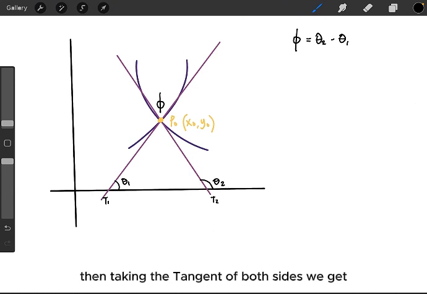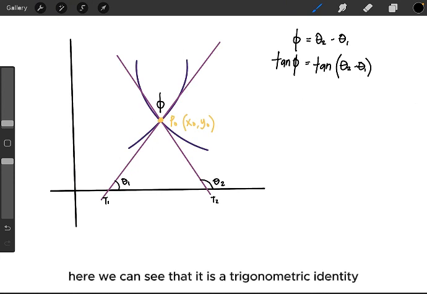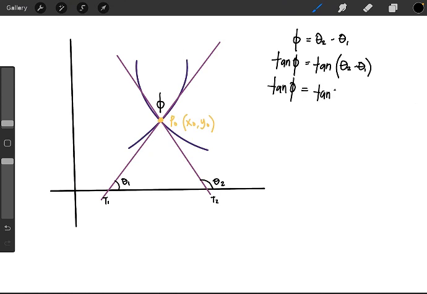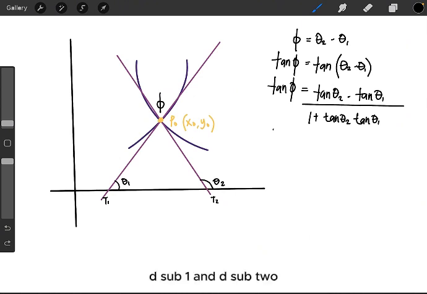Then, taking the tangent of both sides, we get Here, we can see that it is a trigonometric identity, the difference of tangent angles, which can be written as. However, this can also be written in terms of the slopes of the tangents t sub 1 and t sub 2.